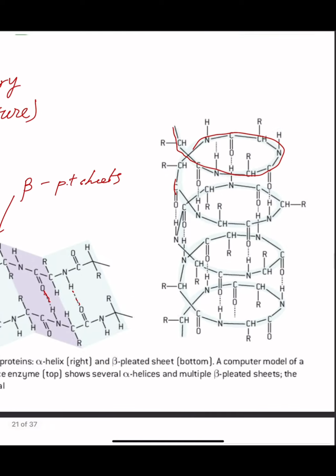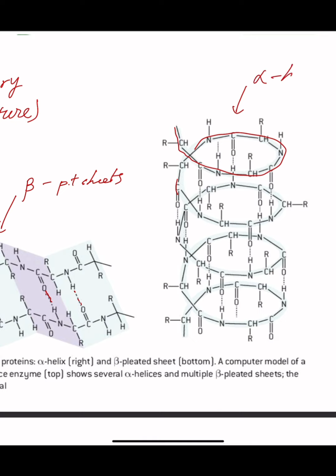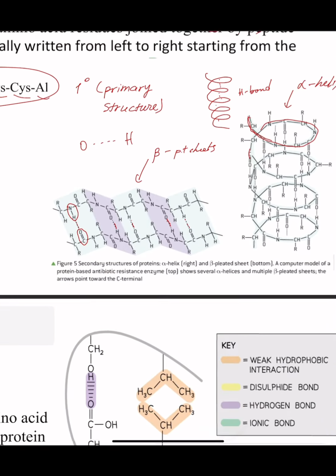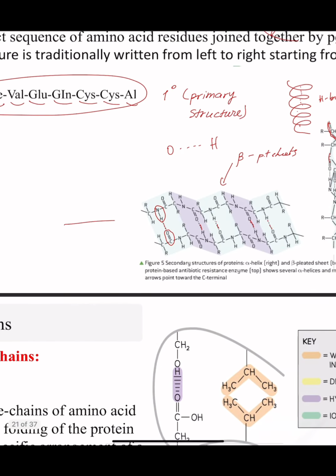And this structure is called alpha helix, sorry. So alpha helix goes like this. The structure of alpha helix goes like a spiral. And they are all connected with each other with the hydrogen bonding, beta-pleated sheets as well. And this structure is called the secondary structure of protein.